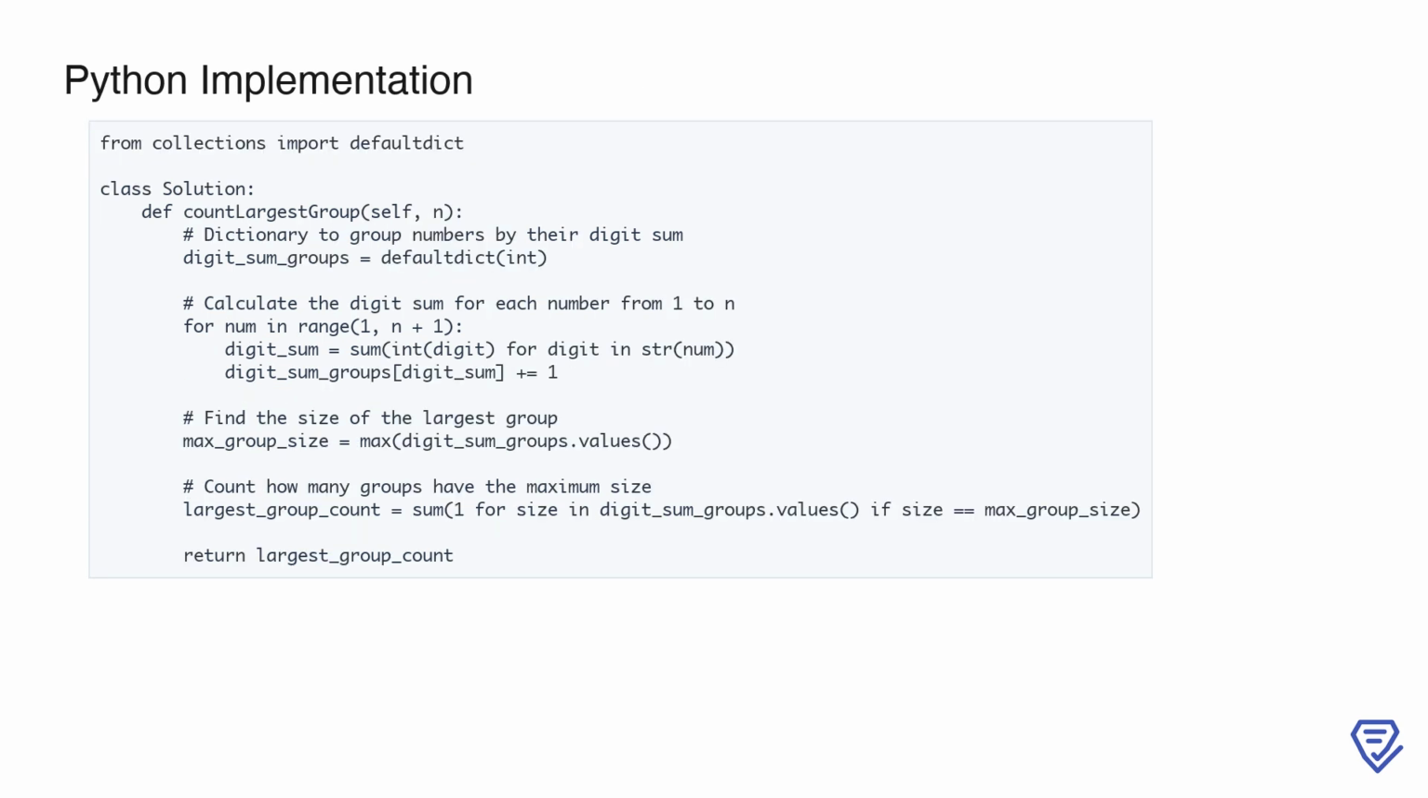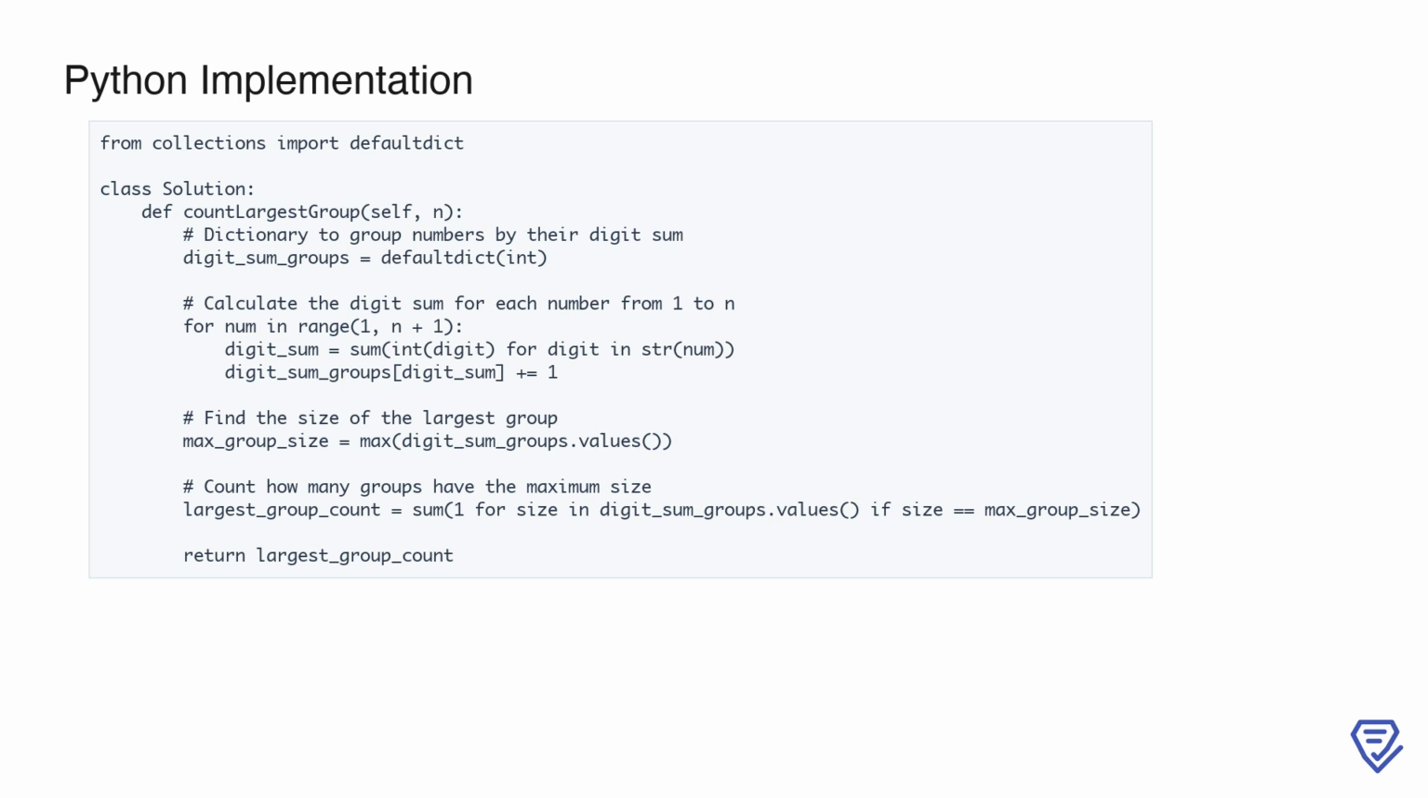This solution to LeetCode problem number 1399, Count Largest Group, uses a dictionary to group numbers from 1 to n based on the sum of their digits. Here's a detailed explanation of the code. 1. Imports. We import defaultdict from Python's collections module. This allows us to initialize dictionary values to 0 without explicitly checking if a key exists.